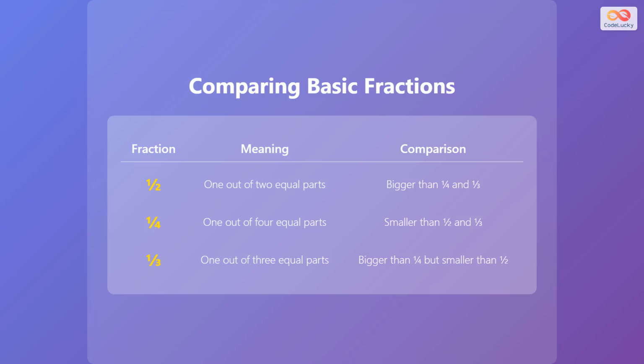Now let us compare these three basic fractions. Half is bigger than both quarter and third. Quarter is smaller than both half and third. Third is bigger than quarter but smaller than half. This happens because when we divide something into fewer parts, each part becomes bigger. With 2 parts, each part is bigger than with 3 or 4 parts.